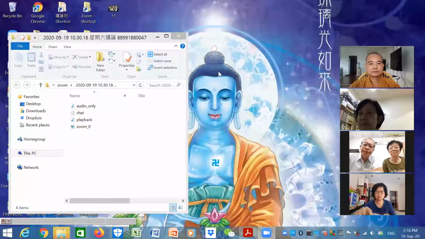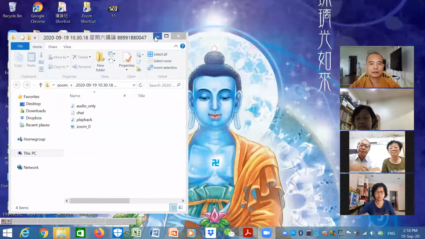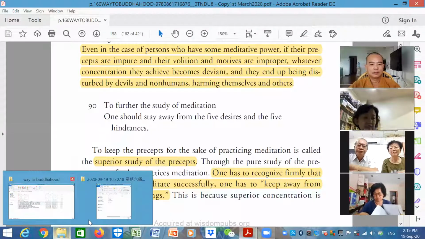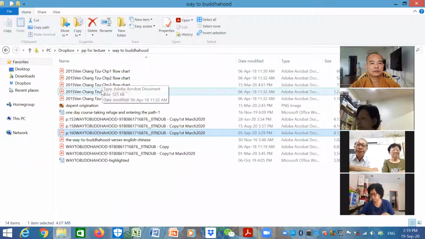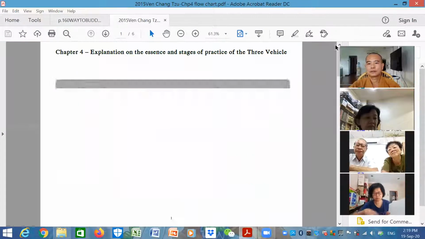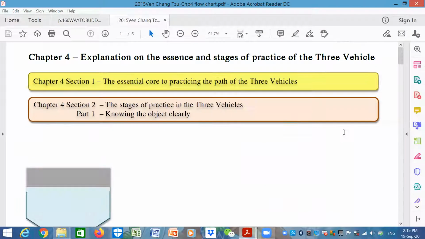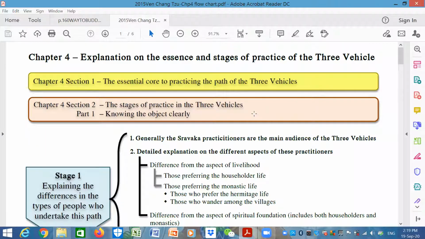Let me do a little bit of recapitulation. Okay, so we are in chapter 4, the explanation of the essence and stages of practice of the three vehicles. Section 1 is the essential core to practicing the path of the three vehicles, and section 2 is about the stages of practice in the three vehicles.